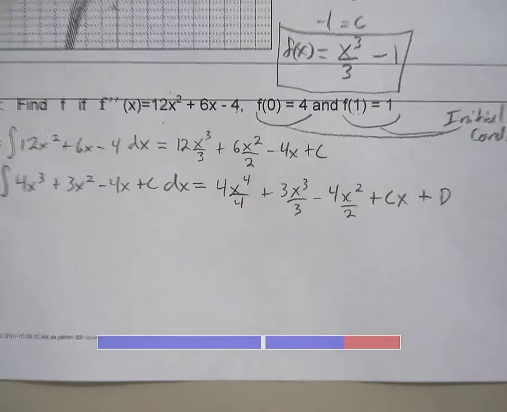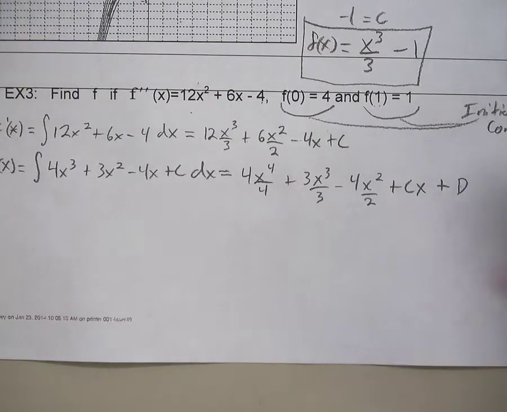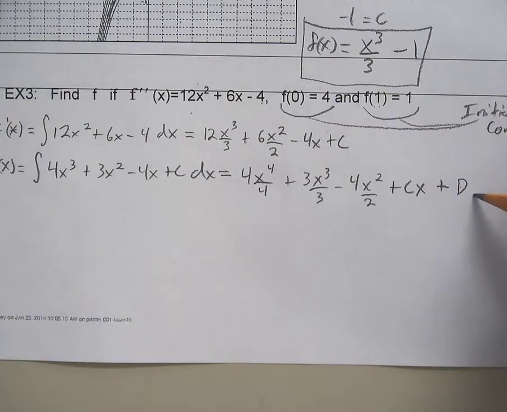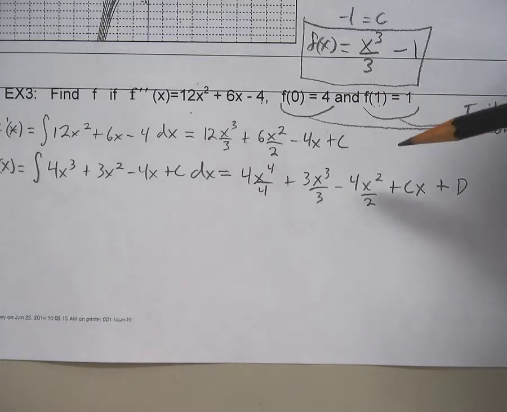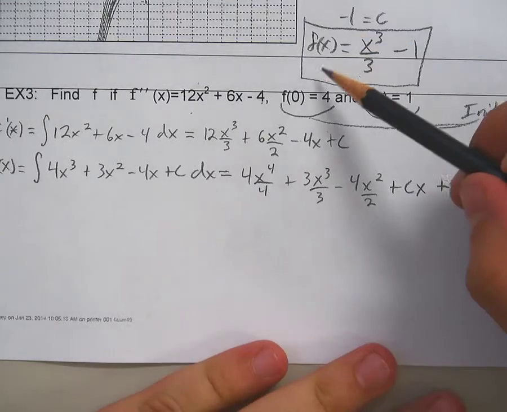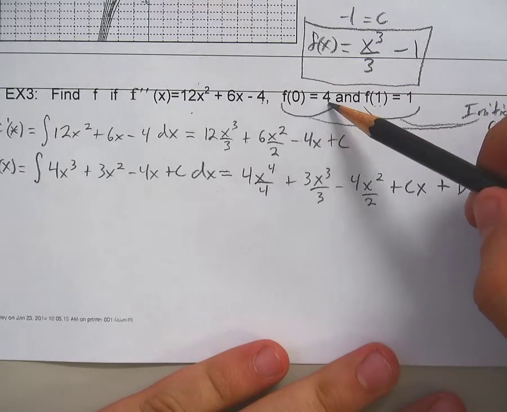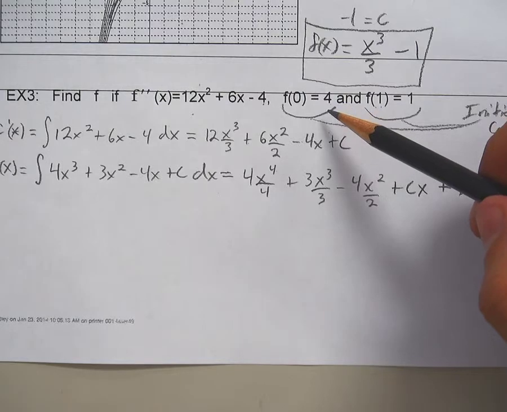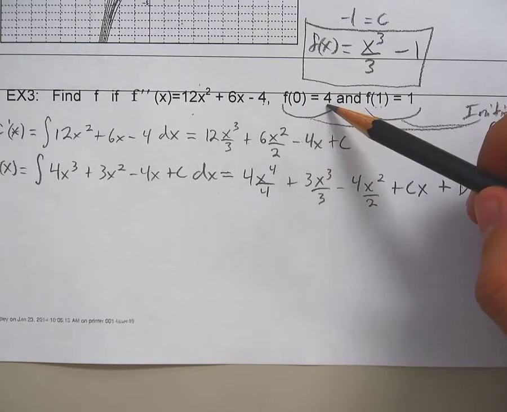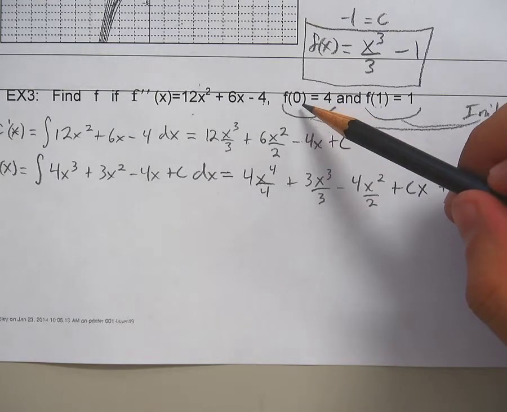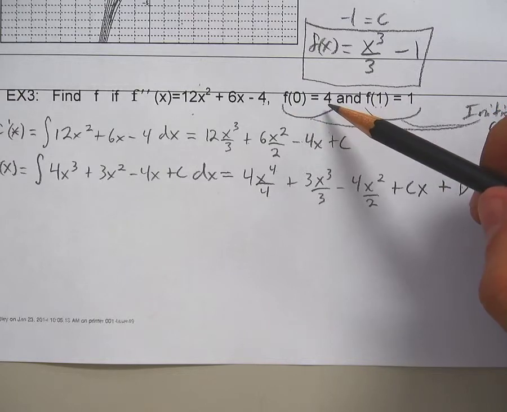So as of right now, it really looks like I'm kind of stuck. I've got 2 numbers that I have no idea what they are. So at this point, I'm going to look back to my initial conditions. And it says that f of 0 is 4. Well, that means if I plug a 0 in for all of my x's, I get 4, right?